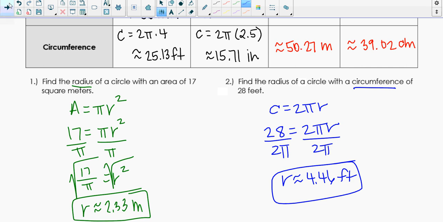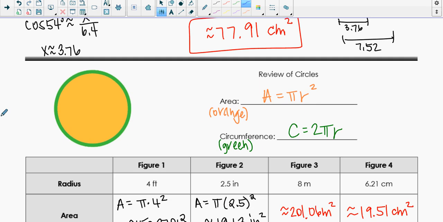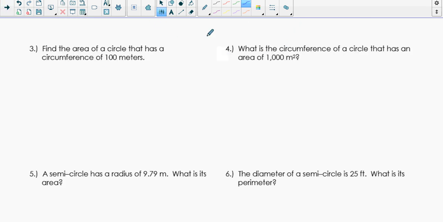All right, now on the back, we're going to start putting area and circumference together. It says find the area of a circle that has a circumference of 100 meters. Well, if you look at the formulas, we know in order to find area, we need the radius. In order to find circumference, we need the radius. So I'm going to use the circumference to find the radius to then use it in the area. So circumference equals 2 pi r, which we know is 100 equals 2 pi r. We're going to divide both sides by 2 pi.